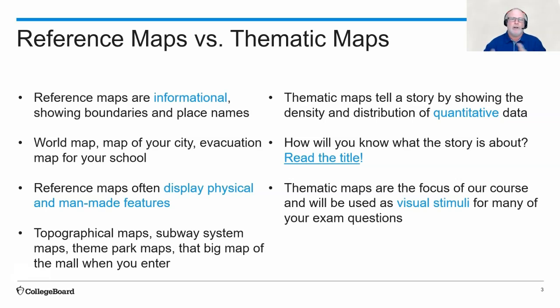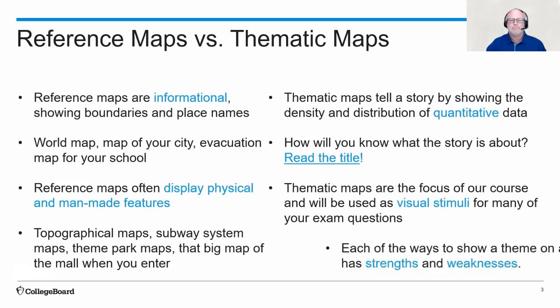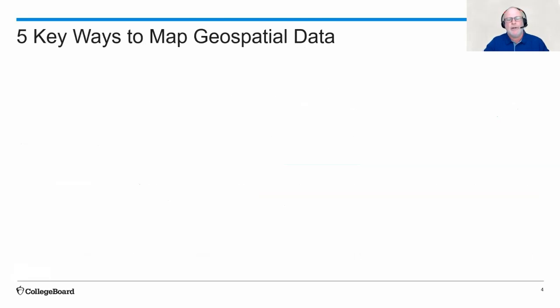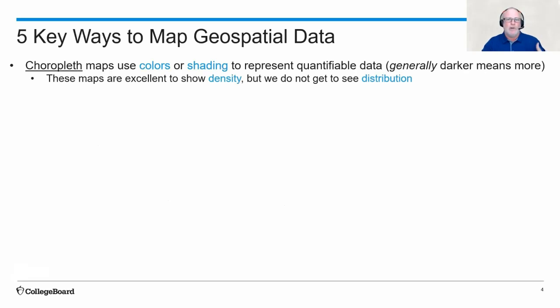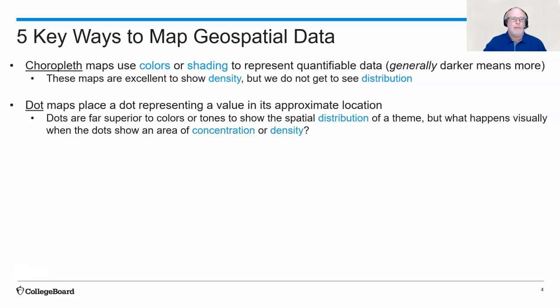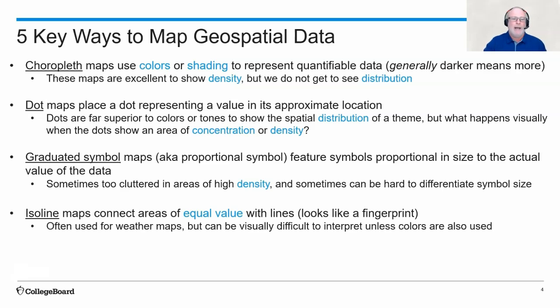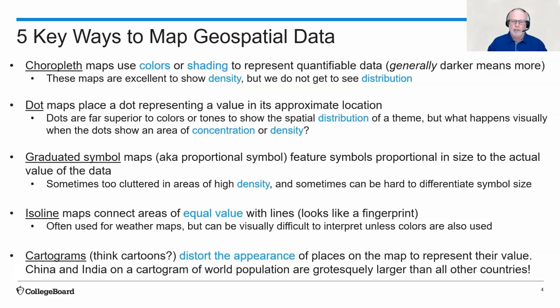Thematic maps, again, are the focus of our course, but they're also the focus of so many of the questions that you're going to see at the end of this course when you take the advanced placement exam. So each of the ways that I'm going to show you today about showing thematic data on a map is going to have some strengths and weaknesses, and we'll have some visual examples for you. So 5 of the key ways that we use geospatial data to display on thematic maps are choropleth maps, which use colors or shading, dot maps or distribution maps, graduated symbol maps, where proportionally the symbol is going to get larger or smaller, isoline maps, and cartograms. So let's take a look at each of these 5 kinds of thematic maps.